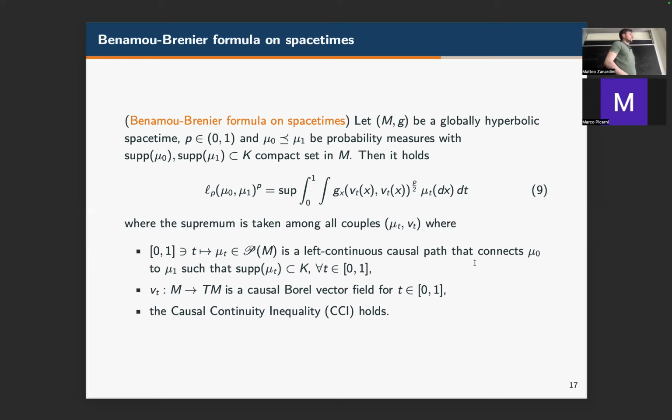And the supremum is computed in some set of couples (mu_t, v_t), where mu_t is a left continuous causal path that connects mu_0 to mu_1, such that the support of this measure is uniformly supported in a compact set uniformly in time. The v_t are causal Borel vector fields, and the causal continuity inequality holds. So you require only some inequalities instead of equalities inside of the admissibility set.